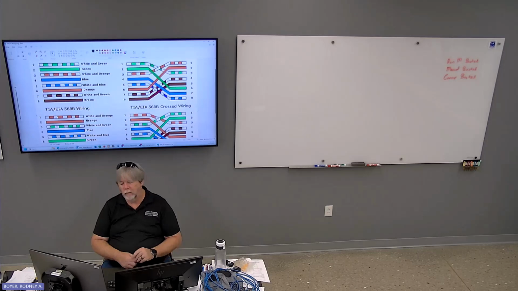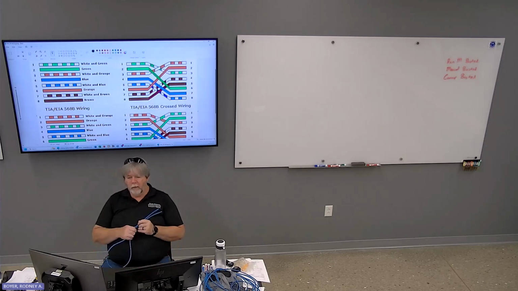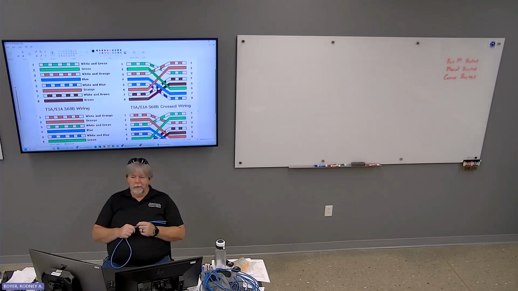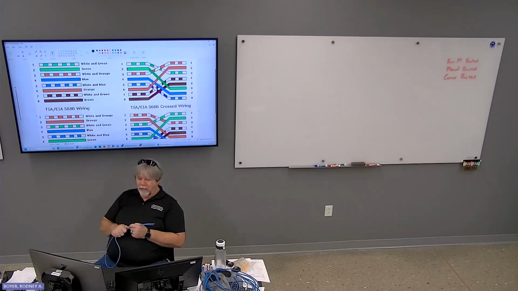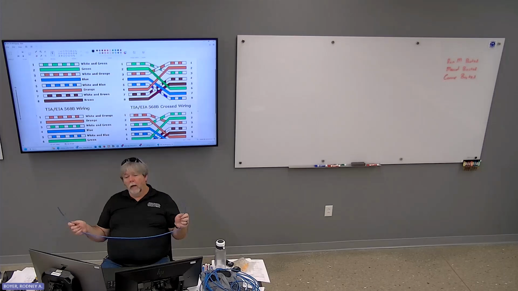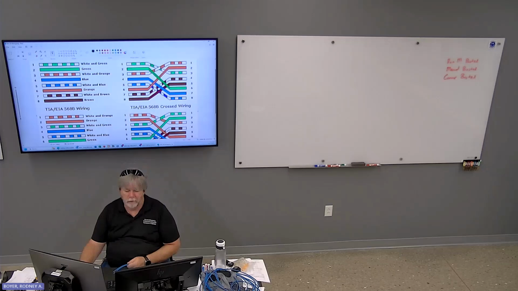Also, for 100 megabit Ethernet, 4 and 5 and 7 and 8 are not used, so you can just cross 1, 2, 3, and 6. If you're doing gigabit, then you have to cross all 8 of them. We are not going to do crossover cables when we make our cables today. It's all going to be straight through. Yeah, straight through is hard enough.